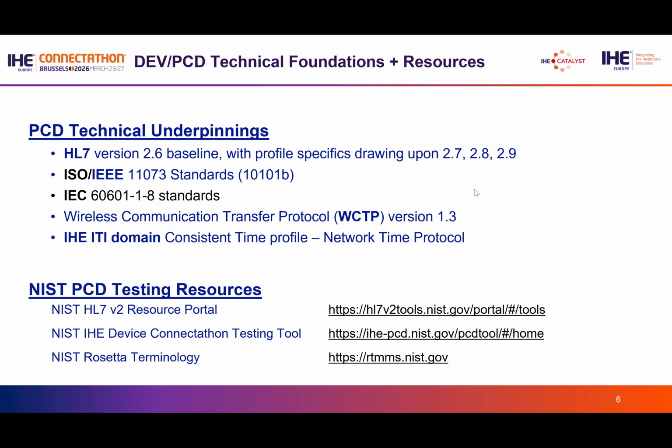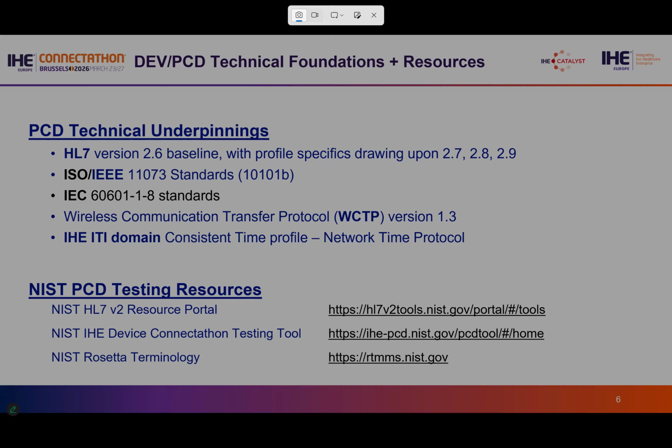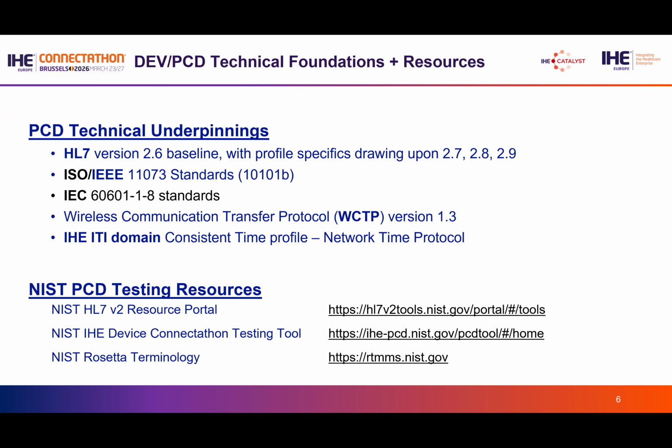Output transmissions to endpoint devices are also included in our profiles, but these, of course, are not HL7. For these systems, we need a mature standard to conform to. So the PCD program conforms to the Wireless Communication Transport Protocol, or WCTP, as that industry standard for communications with devices outside of HL7. The PCD program also uses profiles from other IHE domains when necessary, such as the consistent time profile from the ITI domain. In the bottom here, we've got some links to some useful resources.